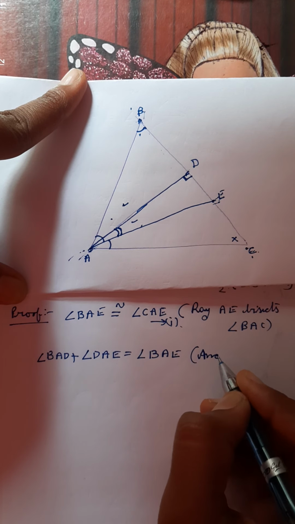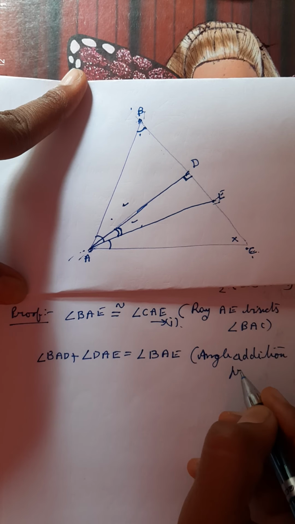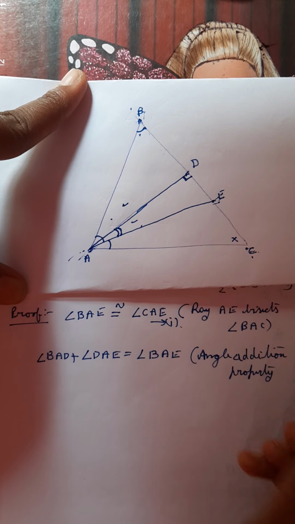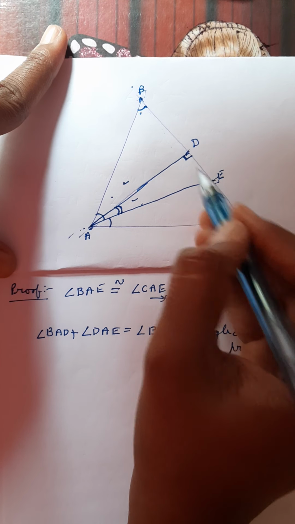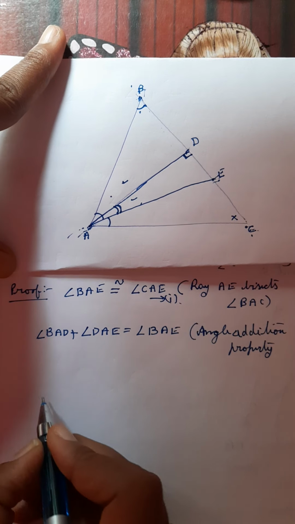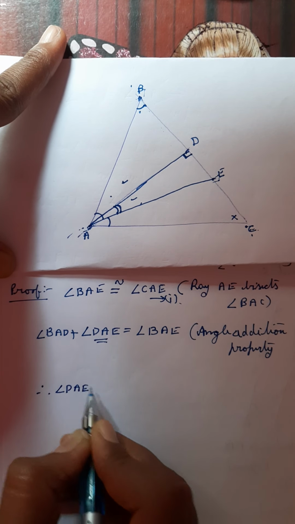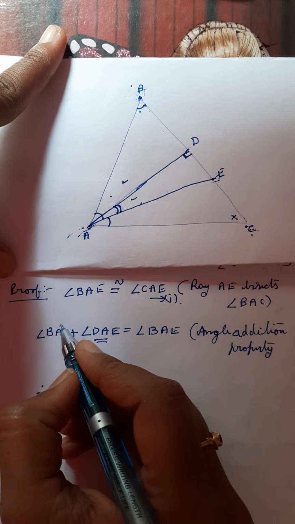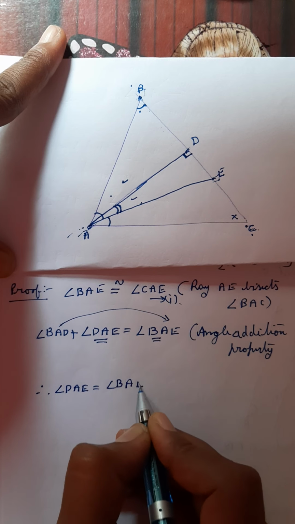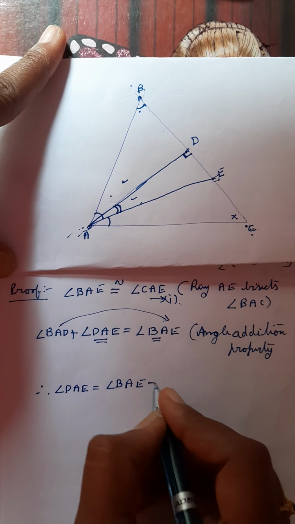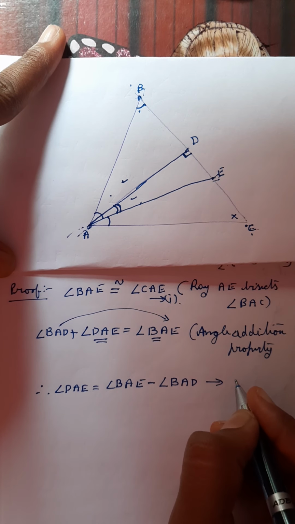Angle addition property. And here we know in the question the main angle is DAE. So therefore write angle DAE is equal to, bring this BAD to this side. So first we will write angle BAE, and while taking BAD to this side it becomes minus BAD. Consider this as equation 2.